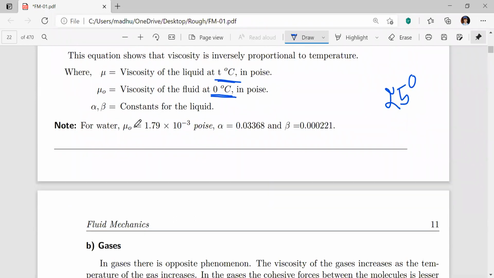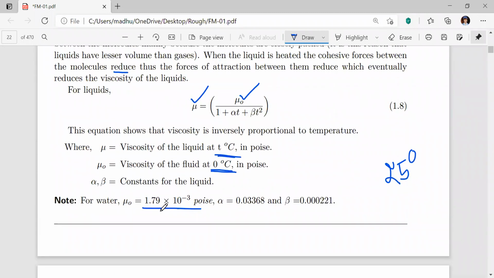So for water, which is a standard fluid, viscosity at 0 degree Celsius, mu naught, is 1.79 into 10 to the power of minus 3 poise. Now you see that again the value is expressed in terms of poise. So poise you need to convert to Newton second per meter square, which is the SI unit of the dynamic viscosity. Alpha and beta are constants, and those values are also given here.